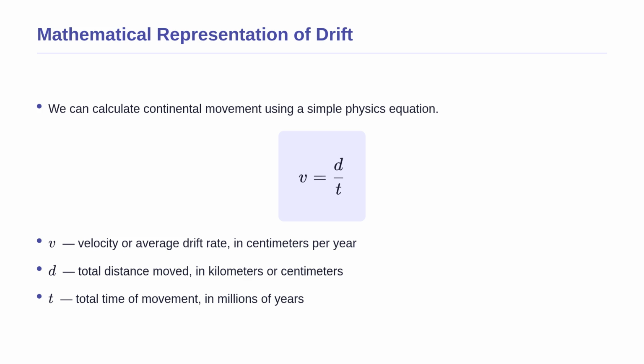Here, V represents the velocity, or the average rate of continental drift, usually measured in centimeters per year. The variable d represents the total distance the continent has moved. Finally, t represents the total time over which this movement occurred, usually measured in millions of years.